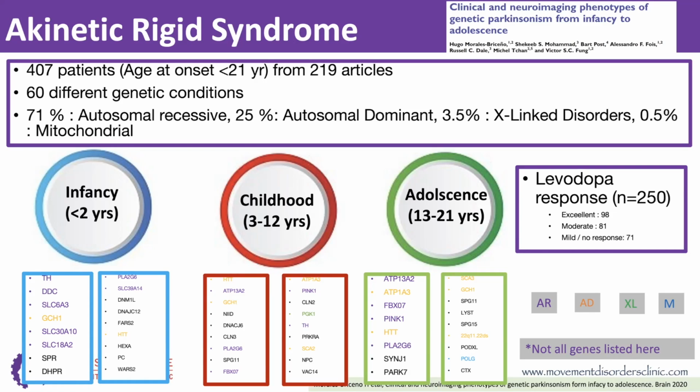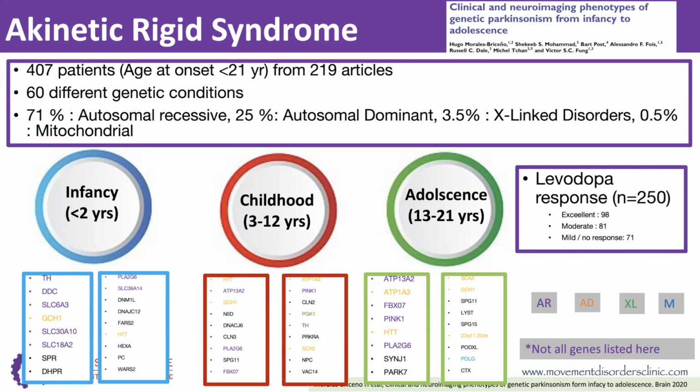Among these 407 patients, they noticed that there were about 60 different genetic conditions, and among them around 70% were autosomal recessive, a quarter of them were autosomal dominant, and a small percentage, around 3.5%, were X-linked disorders, and another 0.5% were mitochondrial disorders.